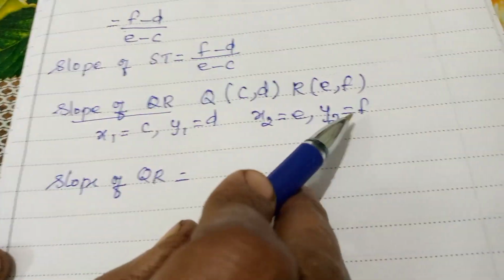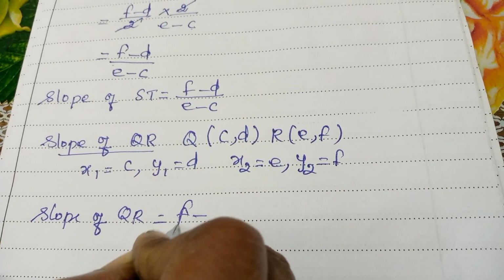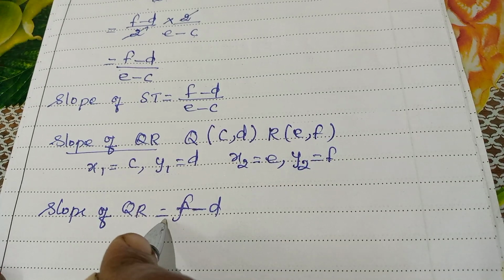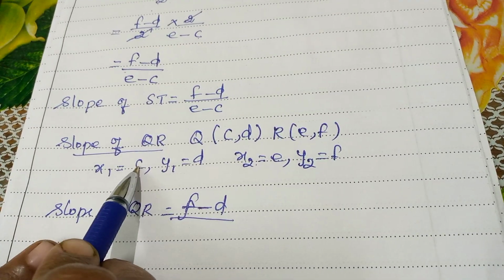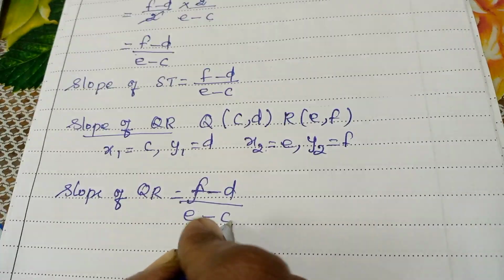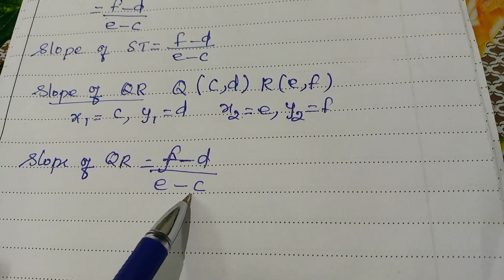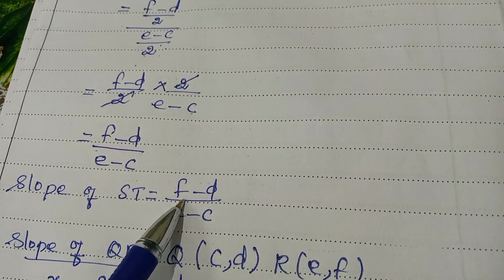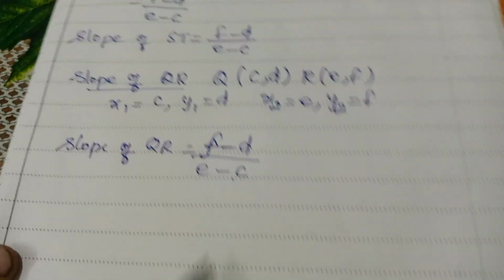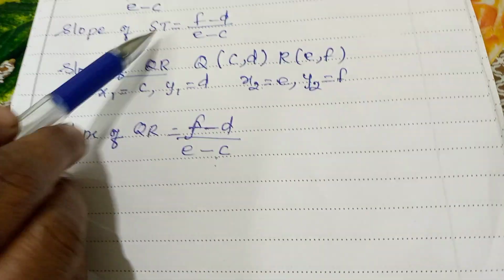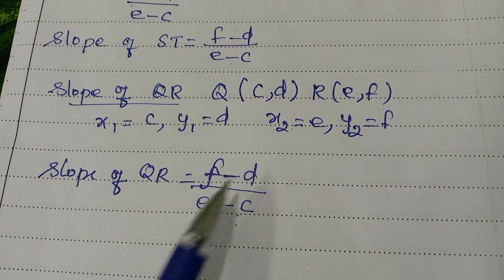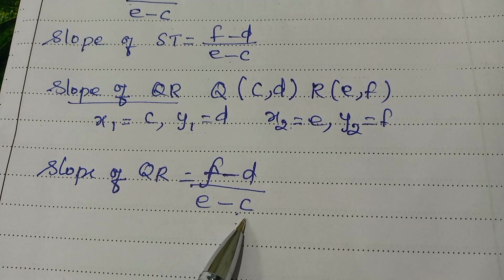y2 minus y1 by x2 minus x1. That is f minus d by e minus c. This is the slope of QR. What is the slope of ST? We have f minus d by e minus c. What is the slope of QR? f minus d by e minus c. Is it the same? Yes.